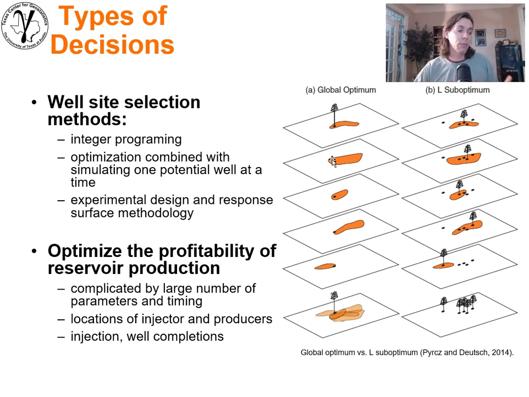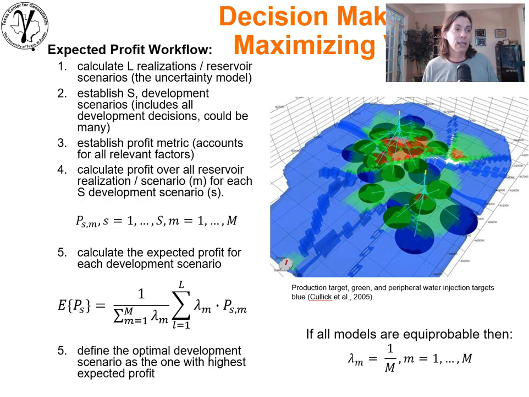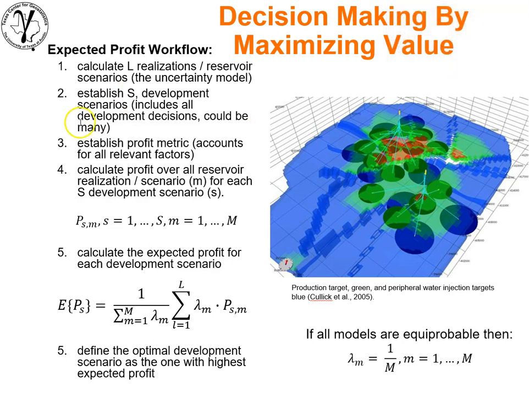We got injectors and producers. We got all kinds of things we can do with the well completion. So that's just in the case of oil and gas. We're talking about water resources, metals, other types of minerals. There's all kinds of issues around. There's all kinds of development decisions that have to be made. So it is complicated. It's not easy. What are we going to do? What's the methodology that we're going to use in order to solve this problem?